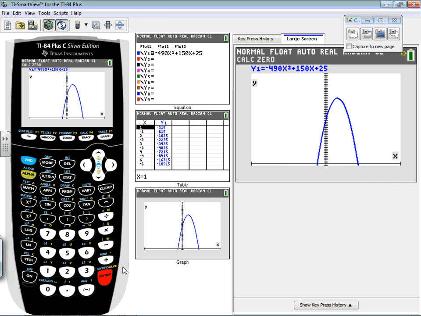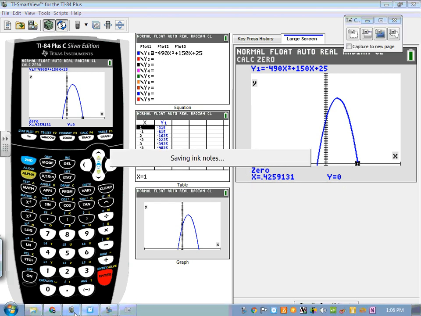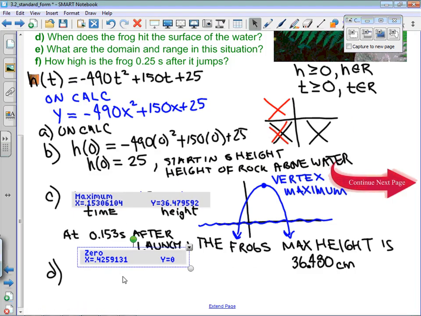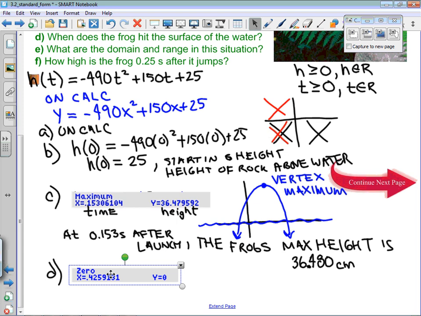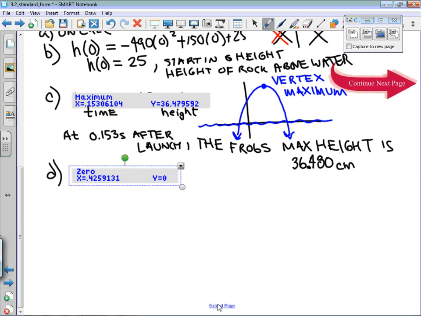And I get that 0 is at 0.42591 3, and so on. I'm going to write this down because otherwise I'll forget. This is when the frog hits the surface of the water. Again, I'm going to go to the nearest thousandth. In general, I think that's good enough. So it hits the water 0.426 seconds after, and I'll put launch again here, after it jumps. They really mean the same thing. I'm not too worried about the language that you use there.